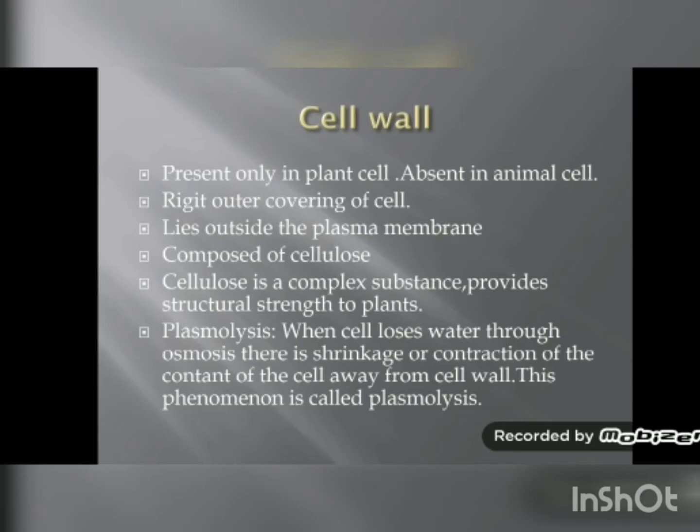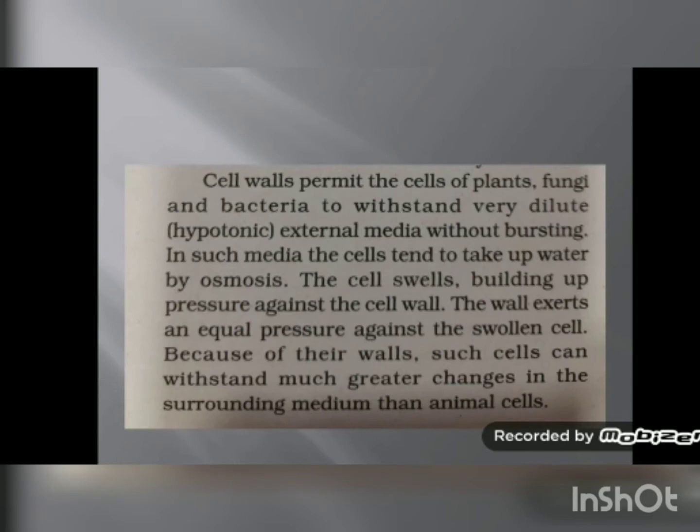Now because of this plasmolysis, the whole plant does not shrink or swell, but only the inner content of the cell will shrink. Sometimes the plant takes in more water and the cell swells. The cell wall permits the cells of plants, fungi and bacteria to withstand very dilute external medium without bursting. Now sometimes the external medium of the cell is very dilute. Very dilute means it contains more water than inside the cell.